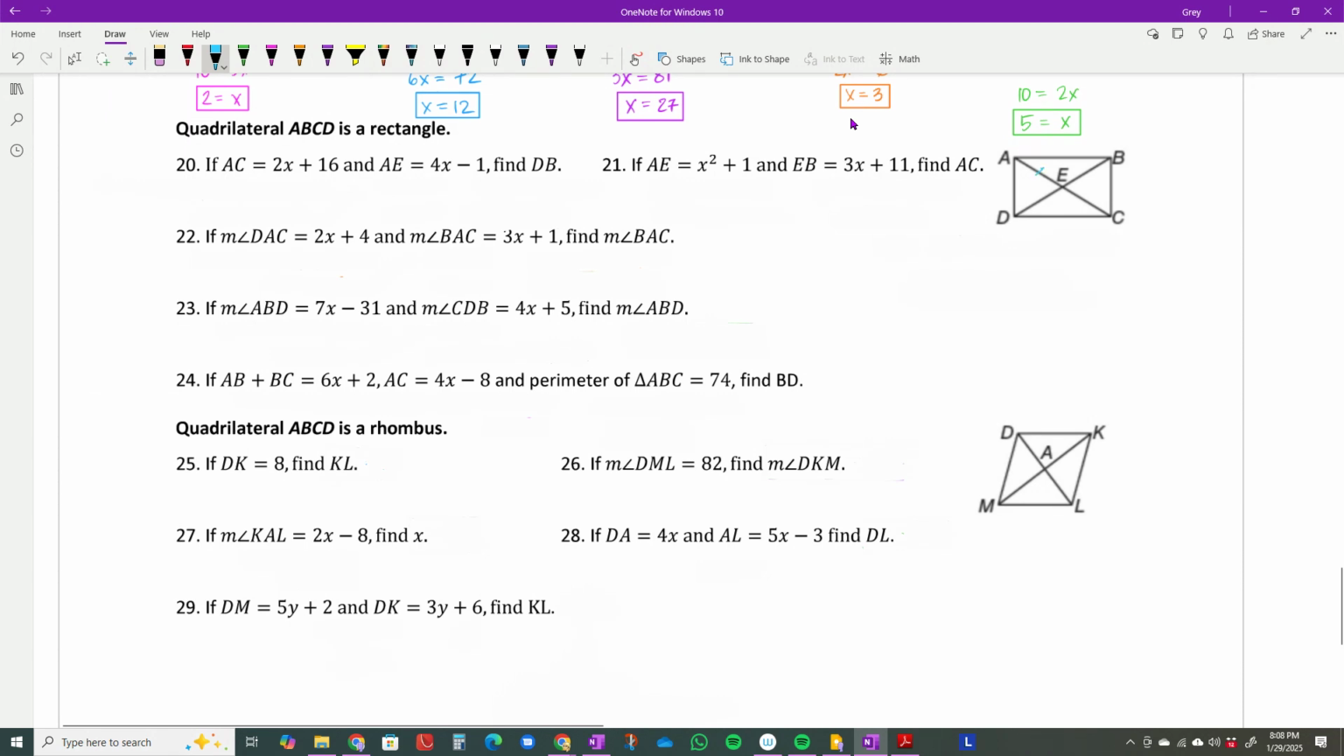All right, the diagonals are congruent and they bisect each other. So we know that all of those are the same. They're all congruent to each other. So it's just something to help you remember the properties, y'all, because it's a lot.